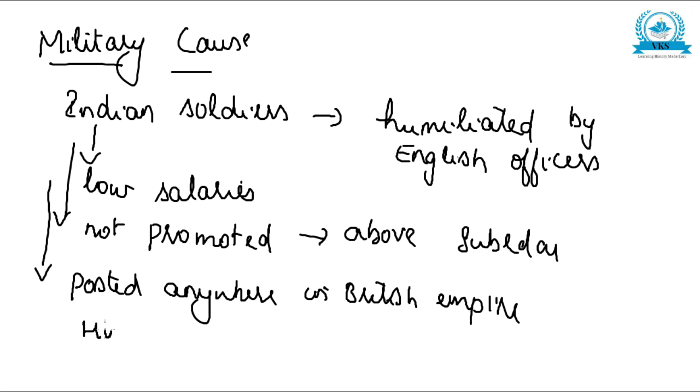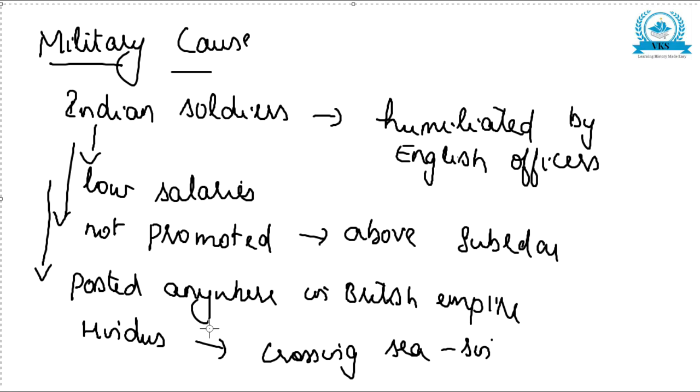Why? Because Hindus during that time believed that crossing the sea was a sin. So if they were posted in a place where they have to cross the sea, that became a problem for Hindus. So all these military causes also created frustration or suspicion in the mind of Indians, and that was the military cause for the revolt of 1857.